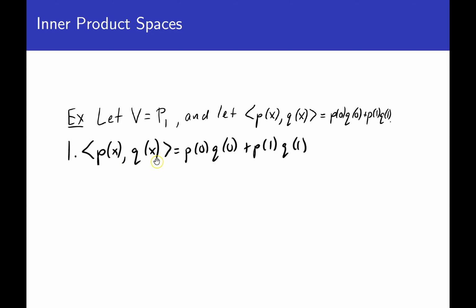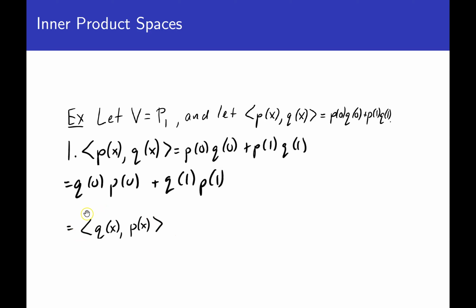So here's the inner product of p of x and q of x. This is its definition. These outputs, of course, are real numbers, so I can multiply in either order. So I can swap around the p of 0 and q of 0, and the same thing with the p of 1 and q of 1. And then that would be the definition of the inner product of q and p.